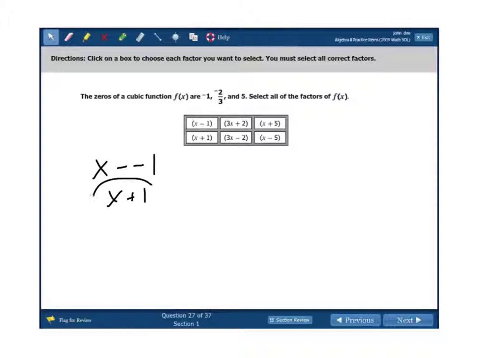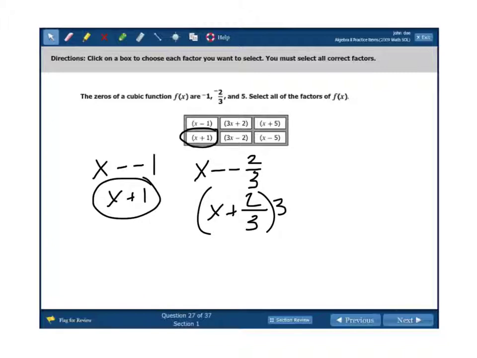So x plus 1 is one of our factors. There it is right there. And then this one, x minus -2/3 is x plus 2/3. Now that's not listed, but if you then multiply by 3, you get 3x plus 2. That's listed. And that's the one that would yield you a -2/3 if you use the zero product property. And the last one's x minus 5. Easy peasy. That's not a difficult question as long as you know the concept. The zeros give you the factors. Okay, also the factors can give you the zeros. Just depends on your circumstance.